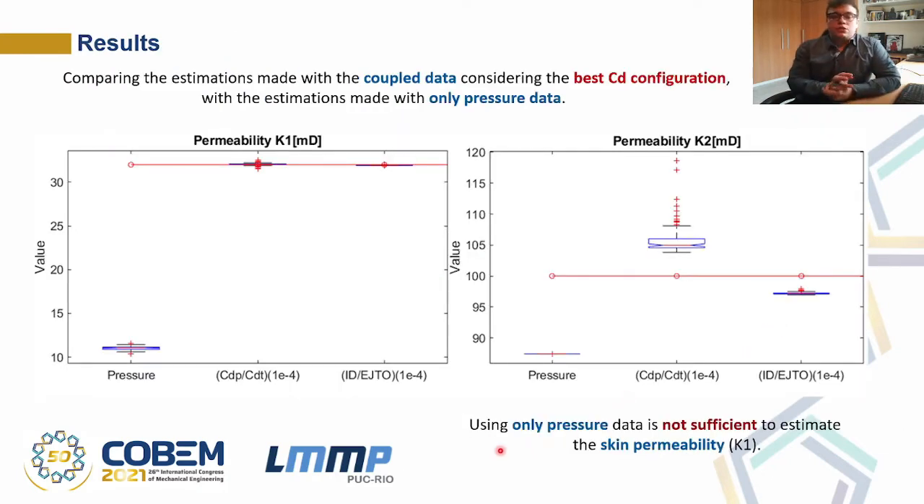So, to evaluate the use of the coupled data, we compare the estimation for each parameter, considering only pressure data and the coupled data for both configurations. As expected, the single pressure data was not sufficient to estimate the skin permeability zone, while the coupled data estimated this permeability zone with good accuracy. And for the homogeneous permeability, the use of pressure data achieves a good estimation, but using the coupled data, we make the estimation with less than 10% of error.